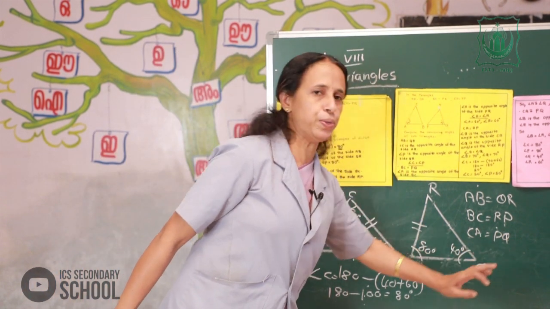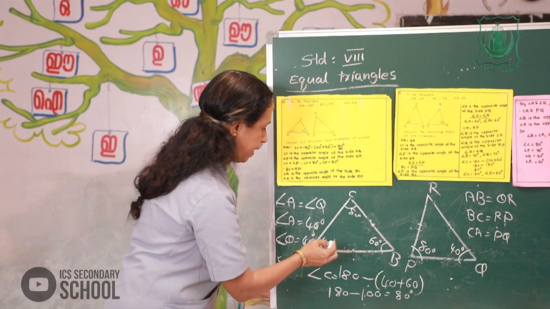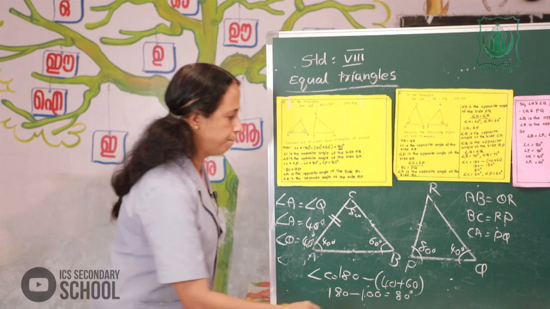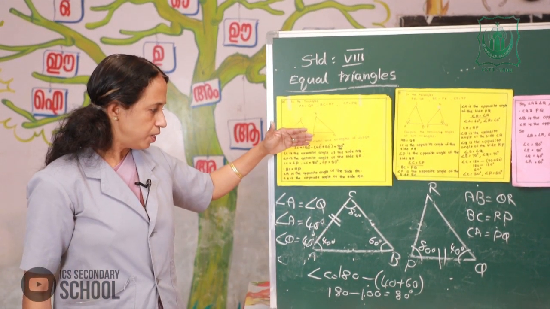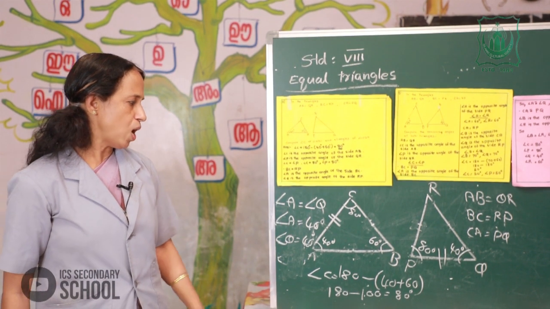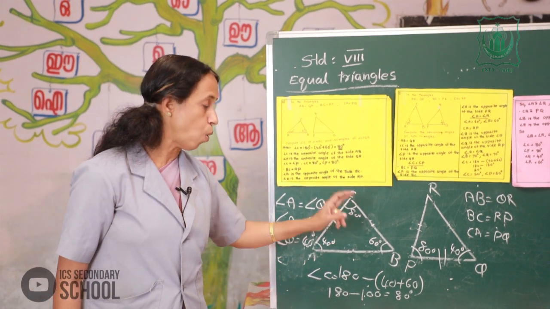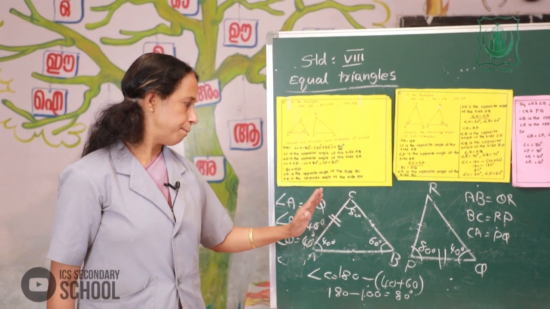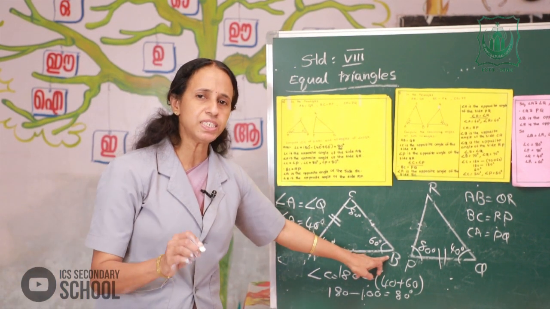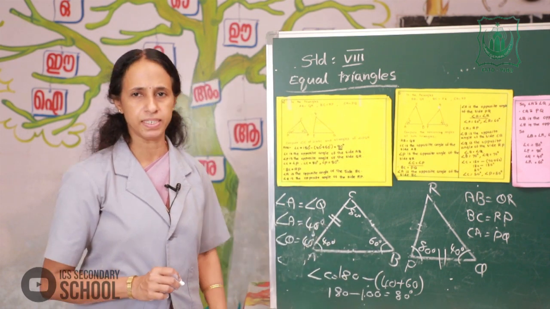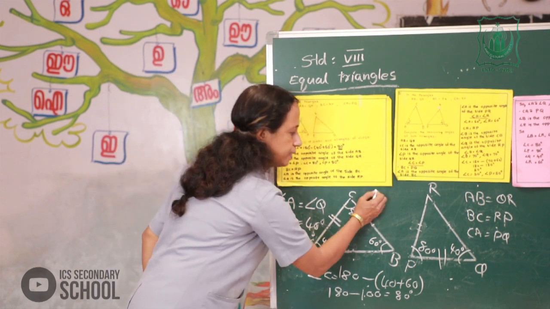Next, CA equal to PQ, given. Look here. Which angle is the opposite angle of this side AC? Angle B. Angle B is the opposite angle of this side AC.